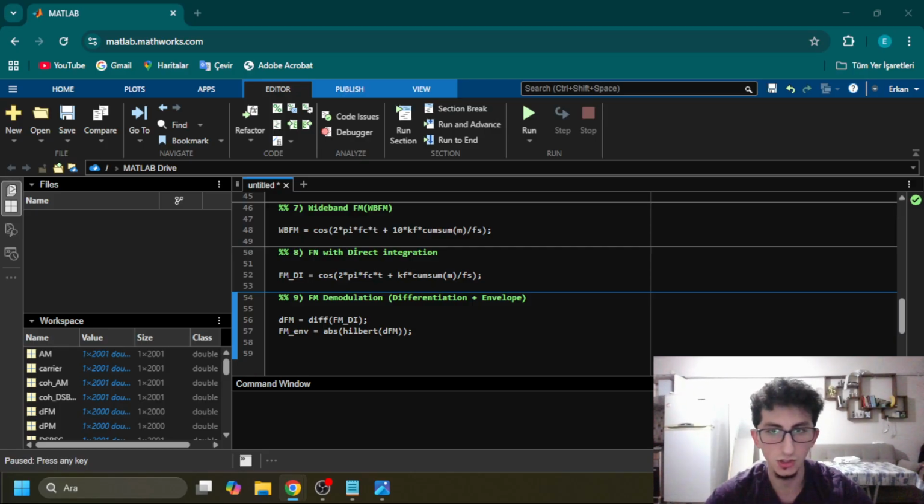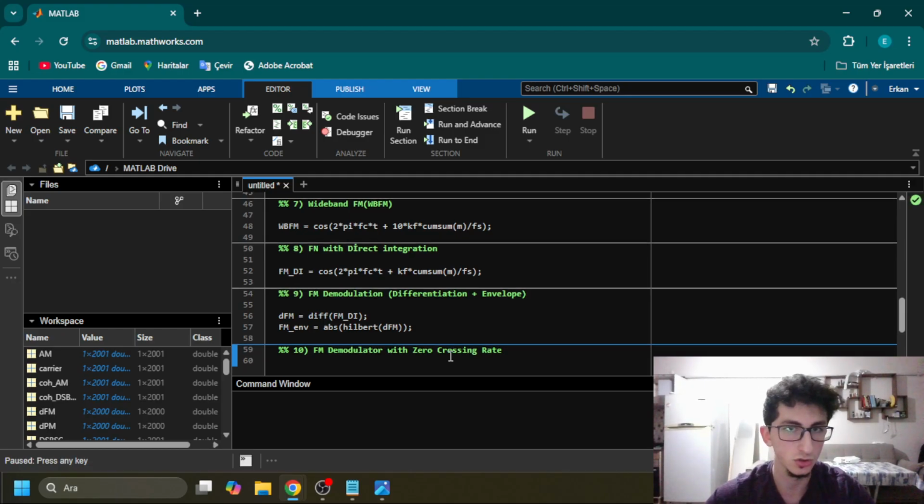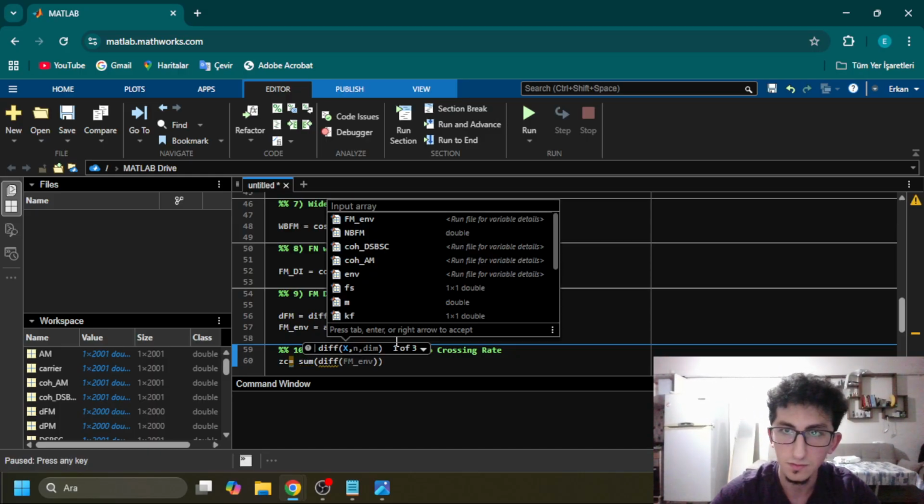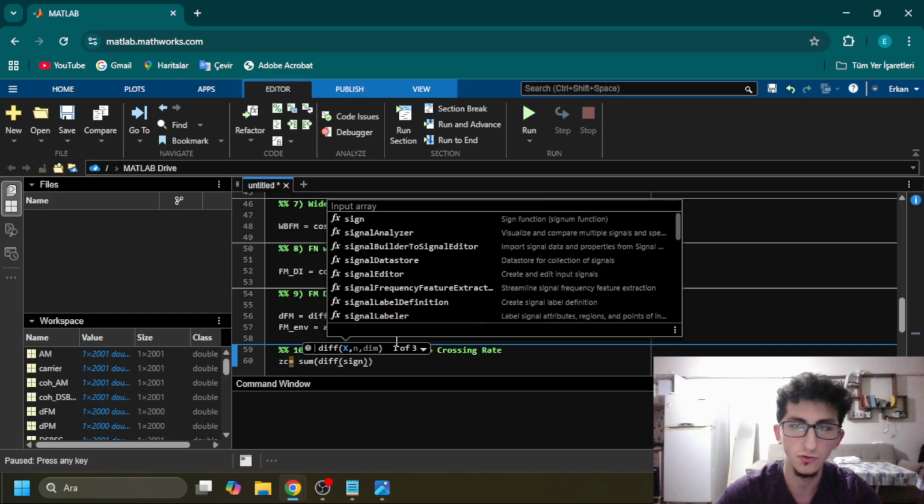FM demodulation using zero crossing rate. So I'm gonna write this code in short in here. I'm gonna make the definition, and then I'm gonna explain why I make this definition, or why I write this code.